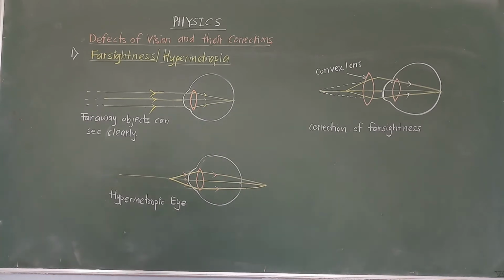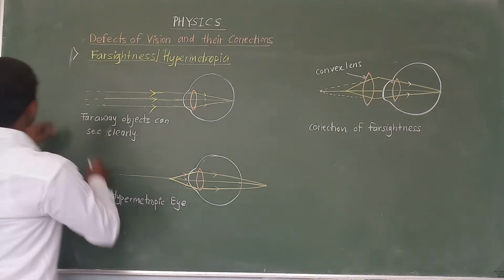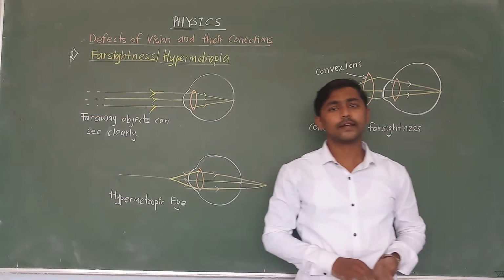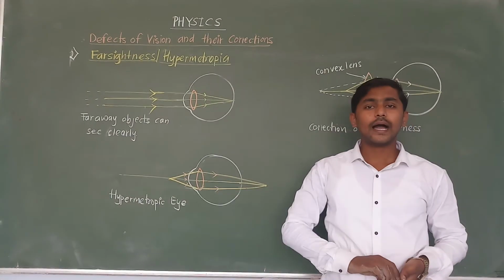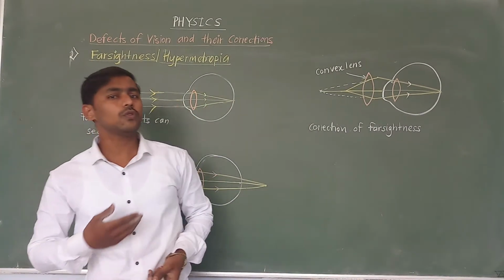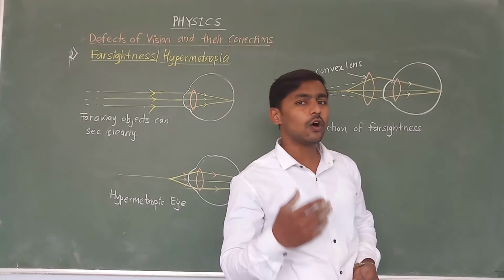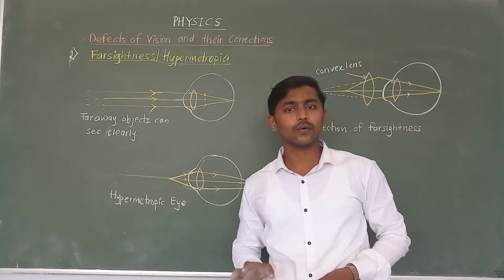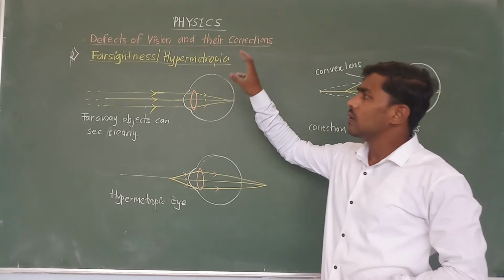So students, we have seen nearsightedness. The next point we are going to see is farsightedness. It is also called hypermetropia. In nearsightedness, a nearer object can be seen clearly while a far object cannot be seen clearly. We have already studied that.